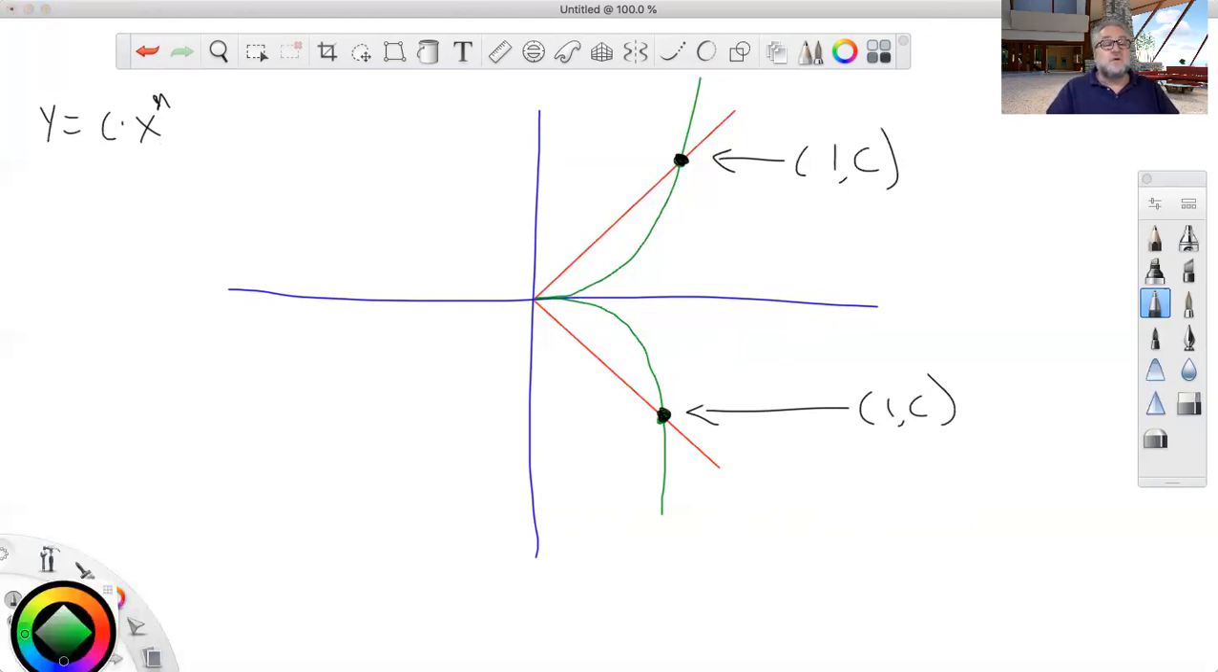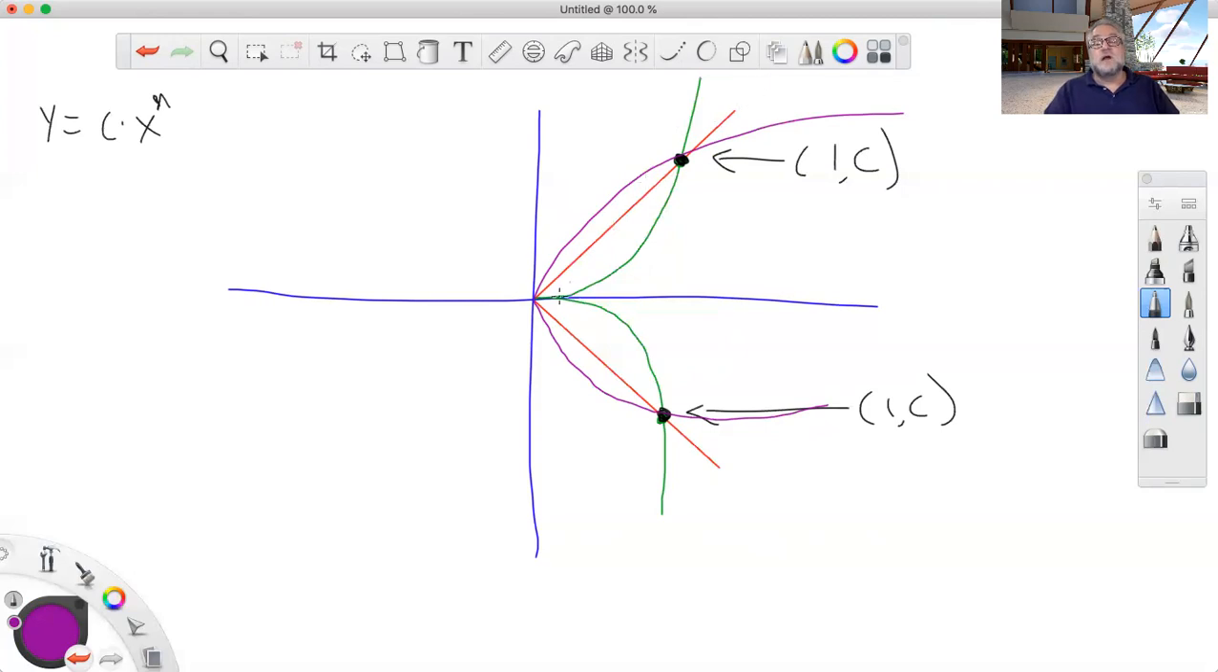Now let's go to dark majestic purple. You can also have a function like this that passes through the same point. And actually, these two, the green and purple curves, are exactly symmetric around the red line. I didn't draw it so good. So that's a third curve.